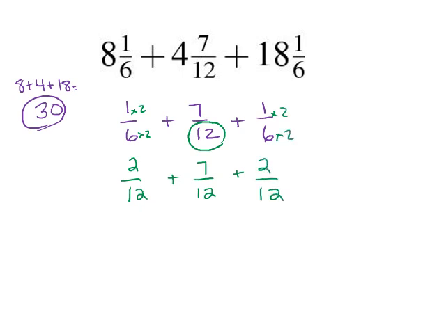So now that all my denominators match, I can add them straight across. 2 plus 7 is 9, plus 2 more, 11/12. That doesn't reduce, and so my answer at the end of the day is 30 and 11/12. So that wasn't so bad.